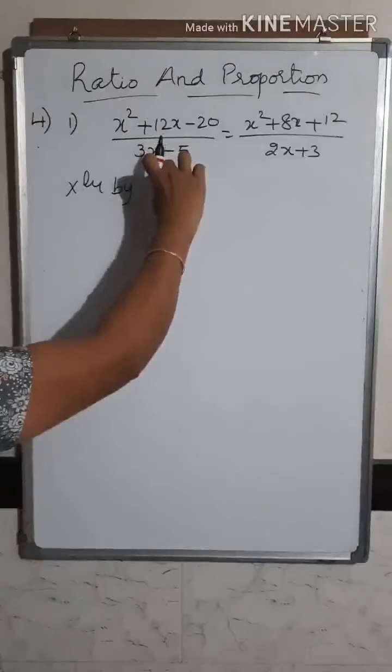So you get (x square plus 12x minus 20) upon 4 into (3x minus 5) is equal to (x square plus 8x plus 12) upon 4 into (2x plus 3). So when you multiply it, what you get here is x square plus 12x minus 20 upon 4 3s are 12x, 4 5s are 20. The other side, x square plus 8x plus 12. When I multiply here, I get 8x plus 12. Now you have got the same terms here, and the same terms here.